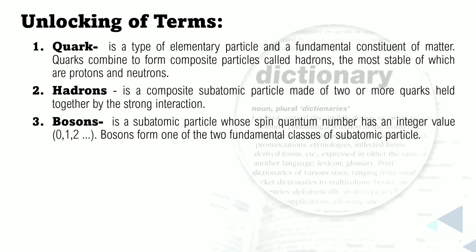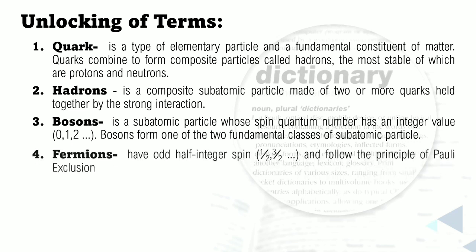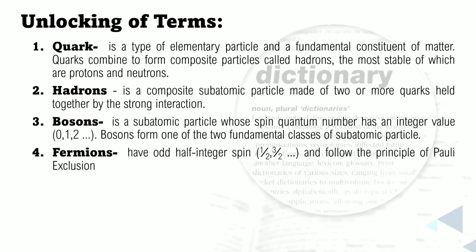Another is bosons. It is a subatomic particle whose spin quantum number has an integer value. Bosons form one of the two fundamental classes of subatomic particles. Next word is fermions. They have half integer spin, and they follow the Pauli exclusion principle.